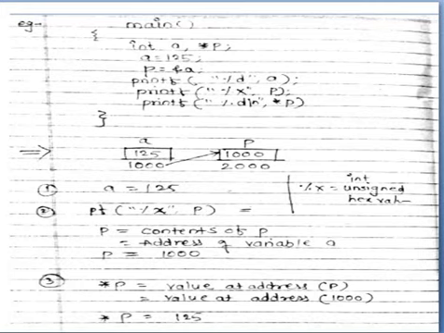So first, it is given in the program a is equal to 125. Therefore, the value of a will get printed as 125. Second, they ask us to print percentage x of p. Percentage x represents integer unsigned hexadecimal values. p contains the address of variable a, that is 1000. Therefore, the contents of p are equal to 1000. It will get printed as 1000.